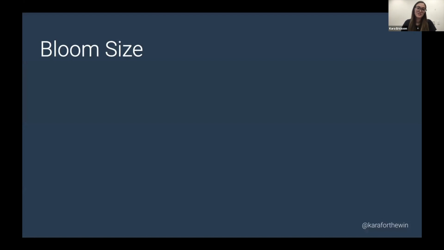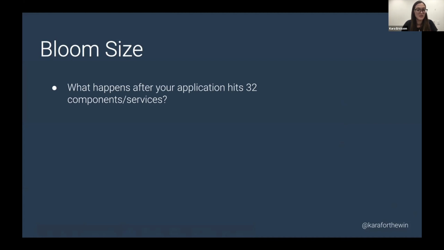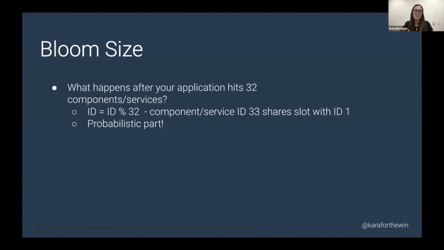Okay, and the last thing I want to mention is, why is there uncertainty? You might have noticed that there's only 32 slots. So what happens if your application has more than 32 components or services, which is pretty common? This is where the probabilistic part comes in. We modulo the ID with the bloom size. So component or service ID 33 will share the slot with ID 1. If you have ID 33 or ID 1, they're going to flip the bit for the same slot. So you can't be sure whether what you have there is 33 or 1.